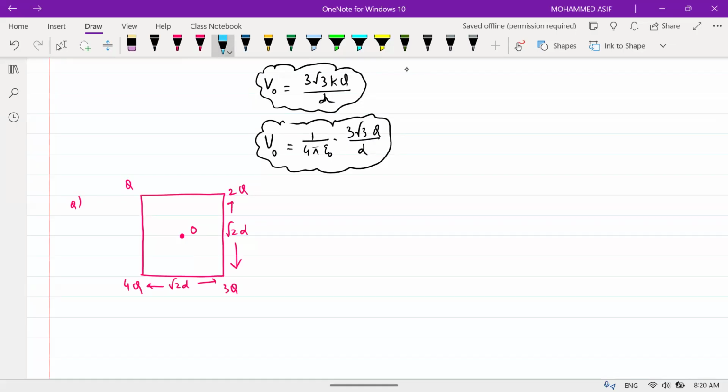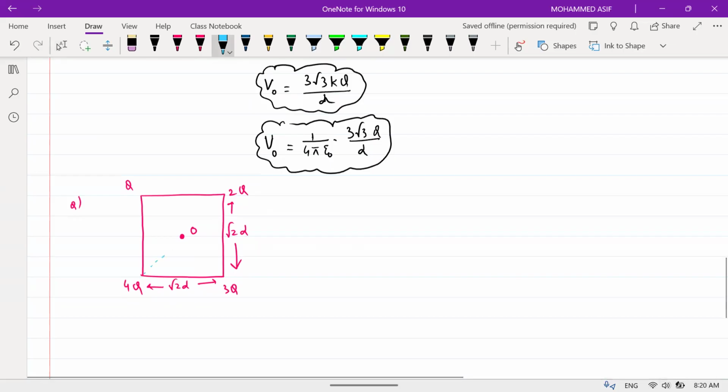How many pairs can I make? Can you tell me better? 4Q and Q one pair, 2Q and this one pair, Q one pair, and 3Q one pair. So potential at O will be equal to how much? V1 plus V2 plus V3 plus V4. So V1 will be equal to how much?